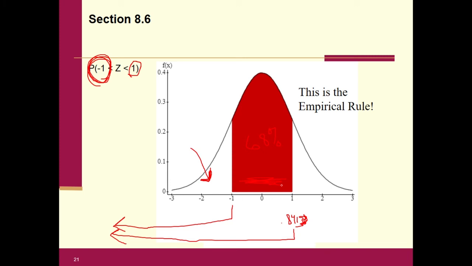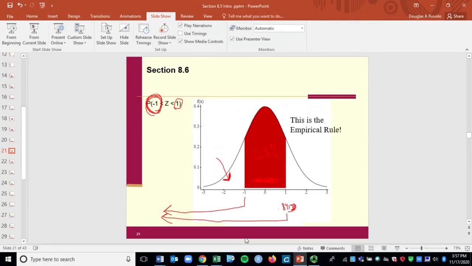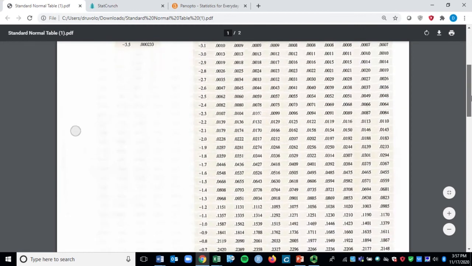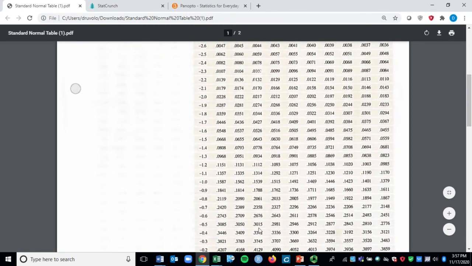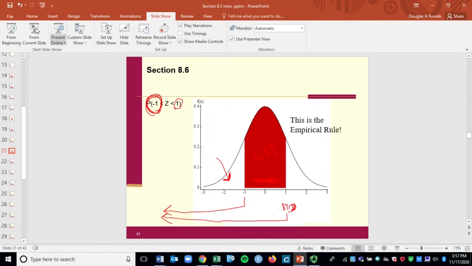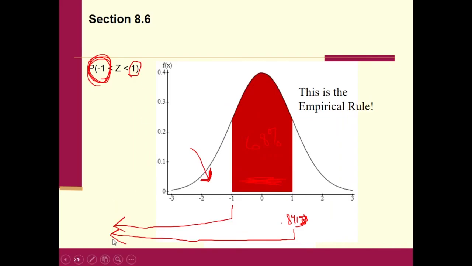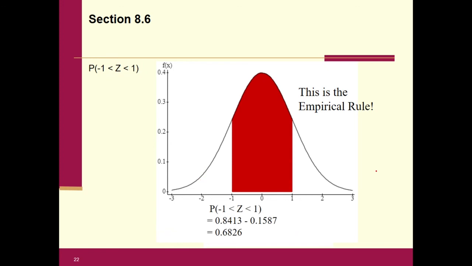So let's go look up a negative 1. Negative 1 turns out to be right here, 0.1587. And what are we going to do with these two numbers? We're going to subtract them. So we got 0.8413 minus 0.1587. There we go. We got our answer. And notice it's roughly 68%, or 0.6826. This is where the empirical rule is coming from.